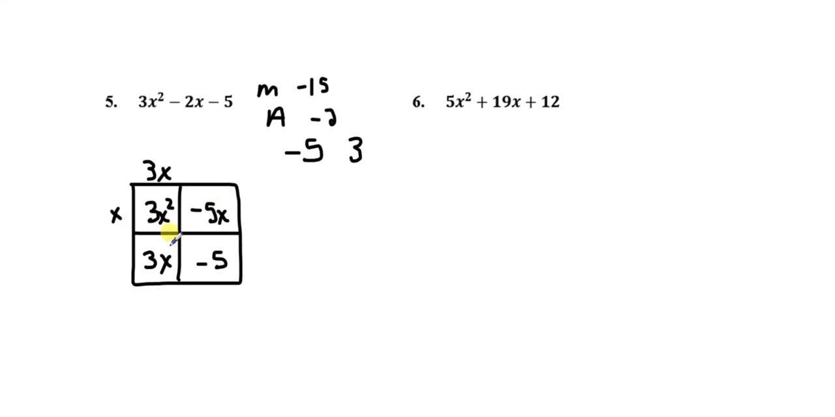So now we just look at the top two numbers. We got 3x times x gives us 3x squared, and what times x gives us a negative 5x? And negative 5 is going to be our term there. And then what times 3x gives us 3x? Well, just 1 times 3x gives us 3x. And then just verify that this last box worked out. 1 times negative 5 gives us negative 5. So these two terms here now are our answers. We have x plus 1 times 3x minus 5.